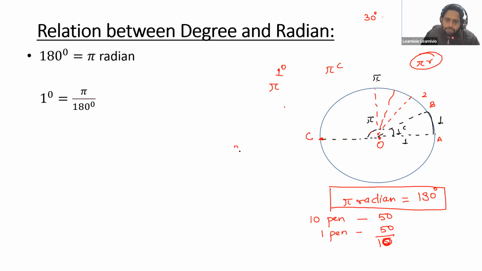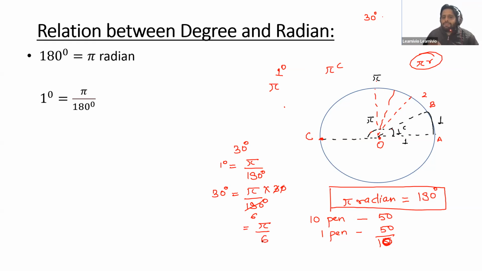If they ask you to convert 30 degree into radian, then what you will do, you will write 1 degree is equal to pi by 180 degree. This unit is in radian. There's no symbol here, so that means this is radian. So 1 degree is equal to this. So 30 degree is equal to what? We will multiply this pi by 180 degree into 30 degree. You will cancel out this one. So you will get pi by 6. So this is a way of converting a degree into a radian.